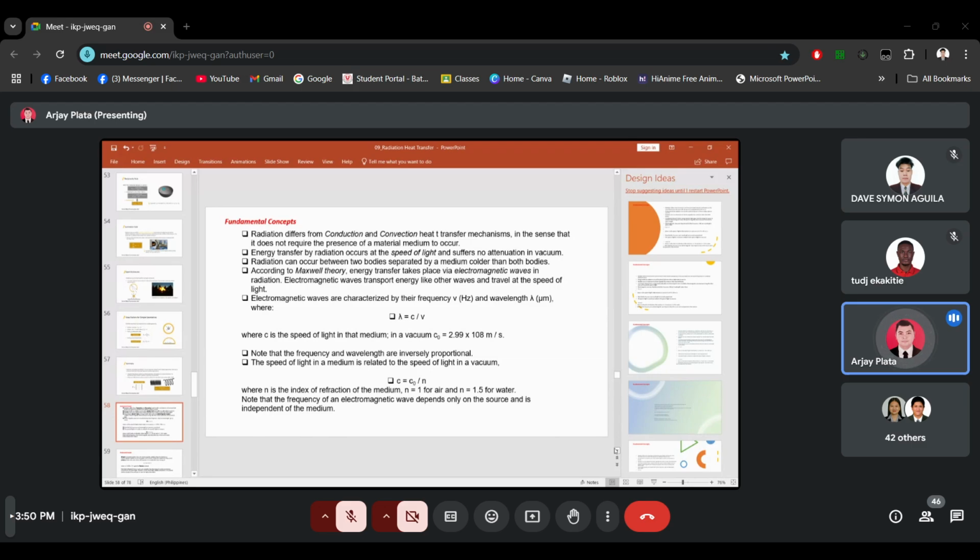There are so many concepts on radiation. Radiation differs from conduction and convection heat transfer mechanisms in the sense that it does not require the presence of a material medium to occur. So this is an electromagnetic wave, where lambda is equal to C over nu, where C is the speed of light in that medium and nu is the frequency.